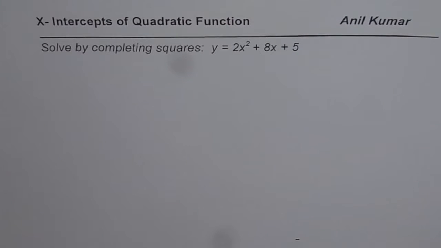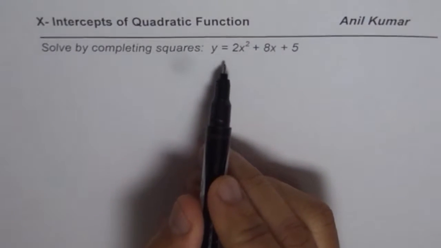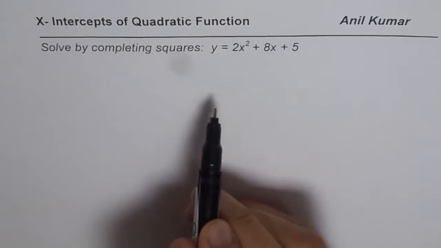I'm Anil Kumar, and in this video we will understand how to find x-intercept using completing the squares method. The question here is: solve by completing squares y equals 2x squared plus 8x plus 5.